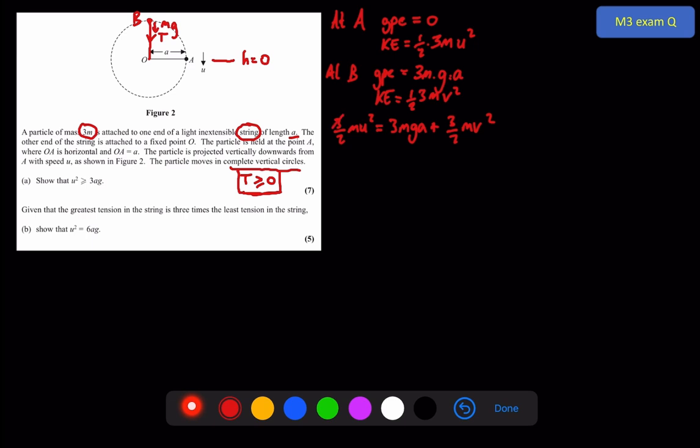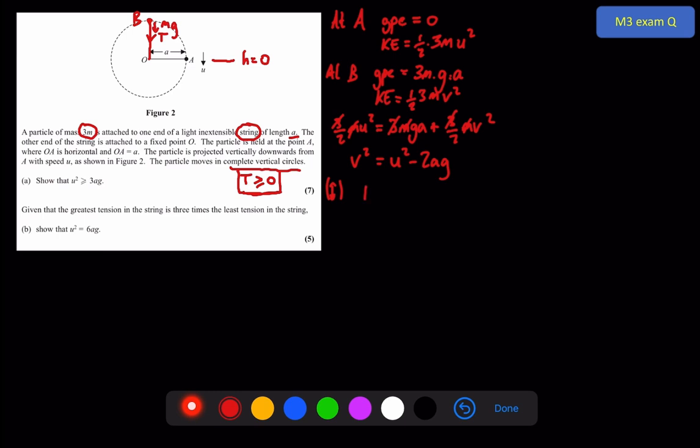I can cancel the 3m from each term, multiply everything by 2 and rearrange, which gives me v squared is equal to u squared minus 2ag. This is useful because now I need to resolve vertically, still at B.